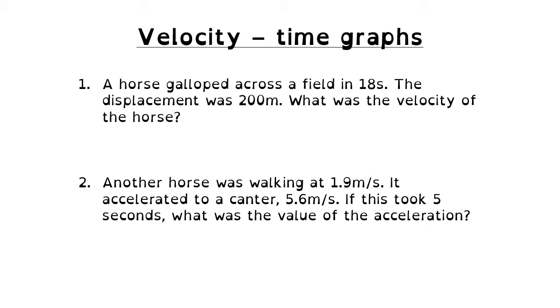And number 2, another horse was walking at 1.9 meters per second. It accelerated to a canter, 5.6 meters per second. If this took 5 seconds, what was the value of the acceleration? So what I'd like you to do is to pause, have a go at answering those questions, showing all of your working, and then press play when you're ready and I'll go through the answers.